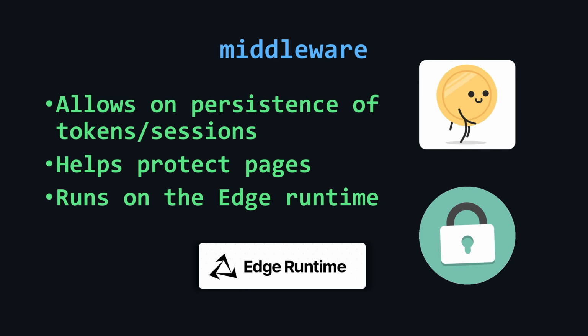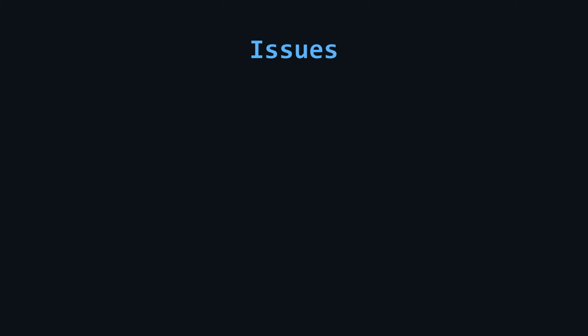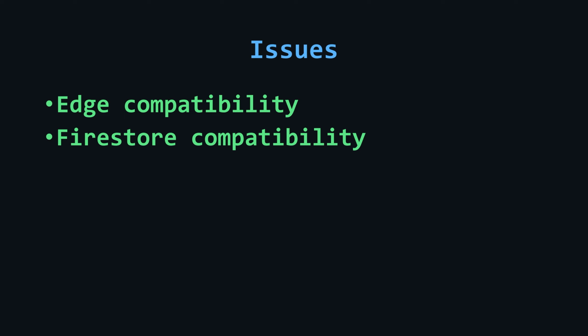Now, as I stated before, it runs on the Edge runtime, so think of it as a slimmer, pared-down version of the Node.js runtime, in the sense that it's able to do some things but not able to do everything. So of course this makes issues arise. Those two issues, for me at least, have been Edge compatibility and Firestore compatibility. They are both connected to the same issue, but have two different solutions.